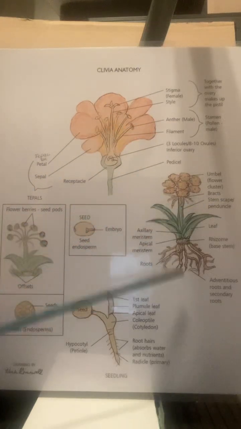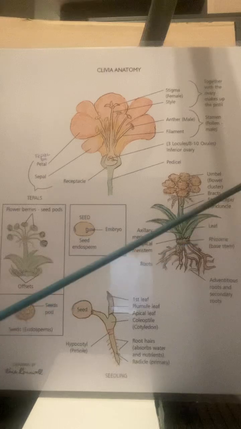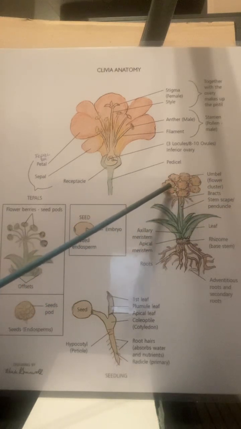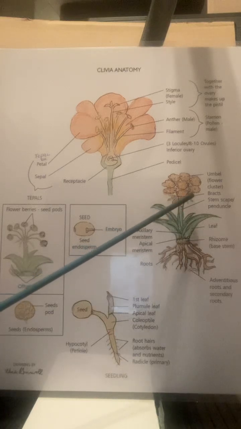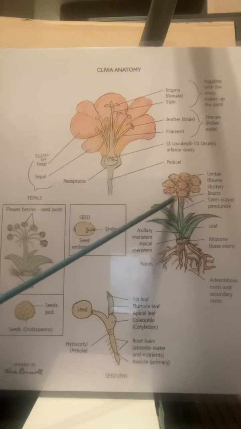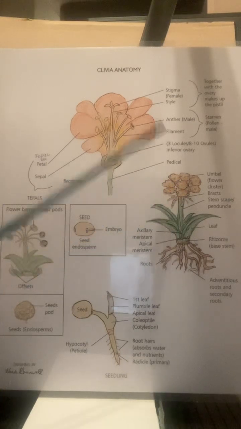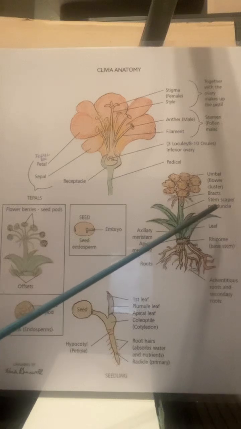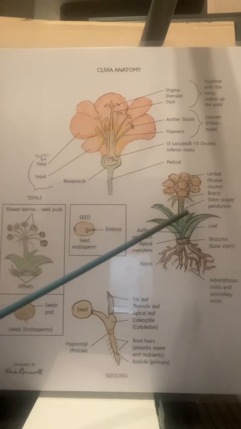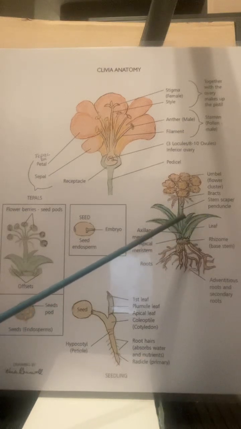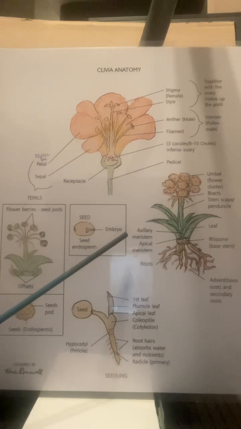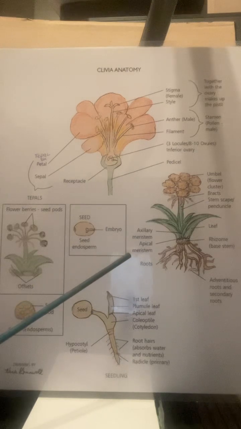Okay, then on the full flower, you have the flower cluster, which is called the umbel, and then the bracts, which protect the flowers when they're coming up. Then you have the stem, the scape or the peduncle, and the leaves. You have an axillary meristem and an apical meristem.